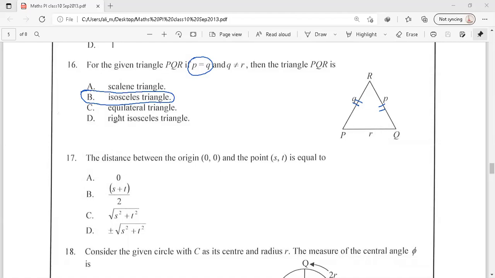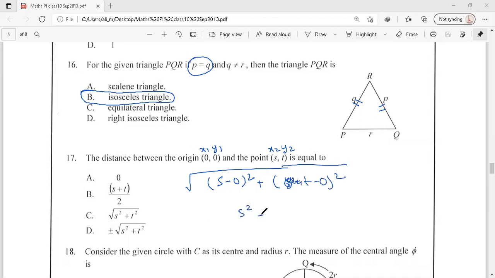Then we have question number 17, in which we have to find the distance between these 2 points. So let's say this is x1, y1, and this is x2, y2. So the distance between them would be the square root of (s minus 0) square plus (t minus 0) square. So it will become s square plus t square and its positive square root. So the correct answer is option C.